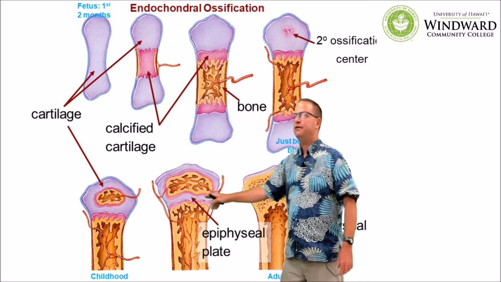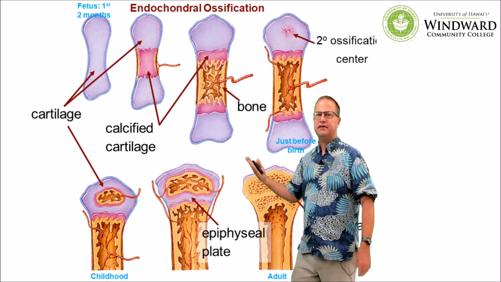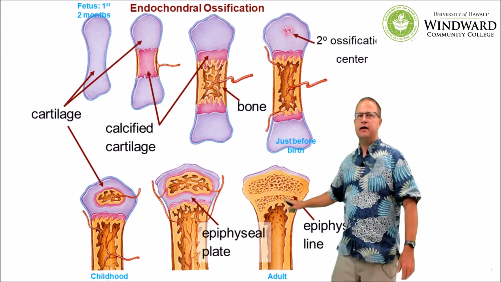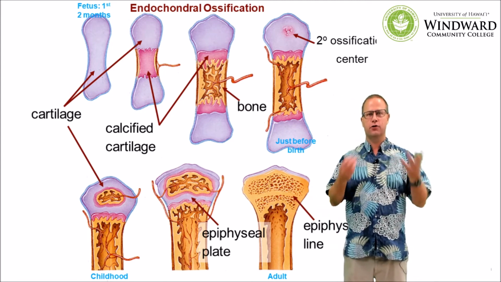And if you remember, that epiphyseal line is actually the growth plate. It allows that bone to grow in length up until the time around adolescence, at which time that epiphyseal plate is eventually going to ossify over, and you're no longer going to be able to grow in height.